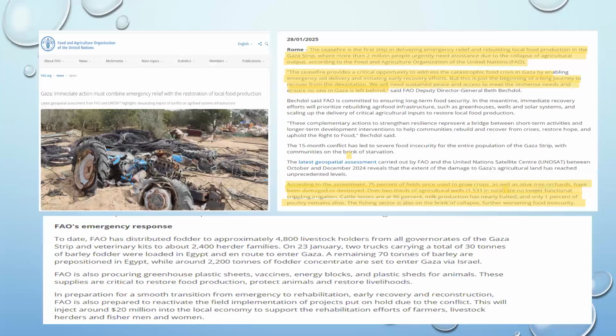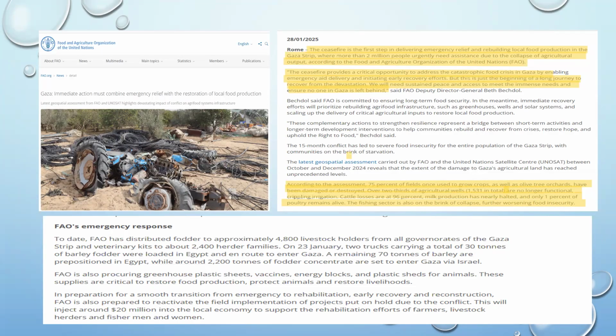Time for the recent updates. Currently, the FAO is working in Gaza, where immediate action must combine emergency relief with the restoration of local food production. The ceasefire is the first step in delivering emergency aid and rebuilding local food production in the Gaza Strip, where more than 200 million people urgently need assistance, according to the Food and Agriculture Organization of the United Nations.